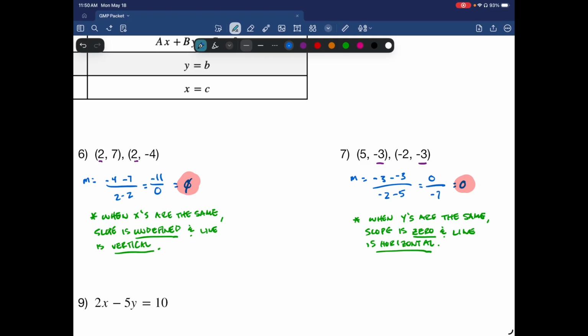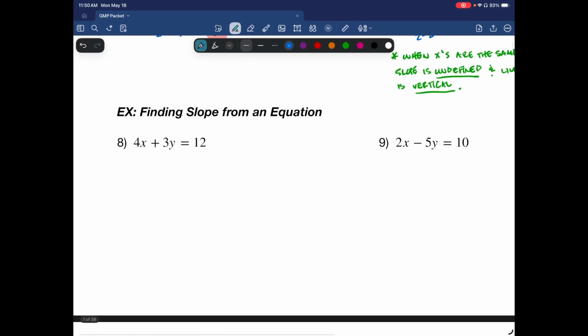Okay, so let's use this information that we just did with finding slope and find the actual equation of the line. Okay, so finding the slope from the equation above. Here, I have everything I need. So let's just go ahead and solve for y. So this is going to be 3y equals negative 4x plus 12. Divide by 3, y equals negative 4 thirds x plus 12 divided by 3 is 4. And now that I have it in slope-intercept form, my slope is going to be what's in front of x, so negative 4 thirds.